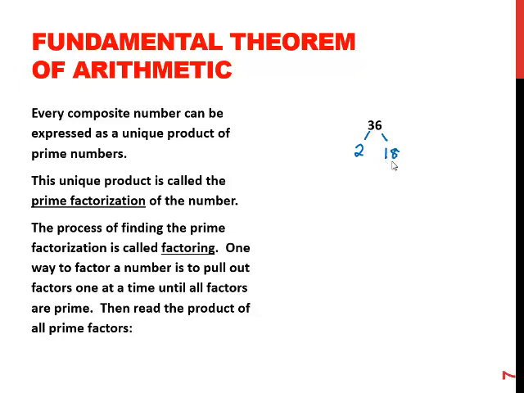Now I look at the 18. 2 will go into that. 2 times 9 is 18. Now I look at the 9. 2 won't go into 9, but 3 will, so I'll go up to my next factor, which is 3. And 9 is 3 times 3. And we've worked our way down to where we have a prime number at the end. These four numbers, 2 times 2 times 3 times 3, that is the prime factorization of 36.